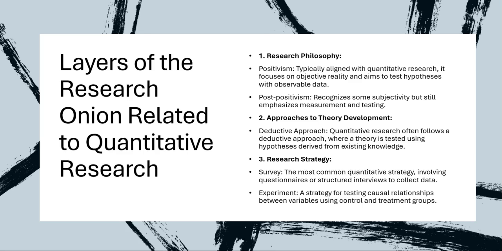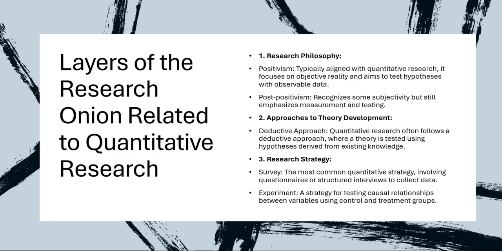The Research Onion, developed by Saunders et al. 2016, is a framework that illustrates different layers or stages of the research process. When conducting quantitative research, specific layers of the Research Onion become relevant. Let's go through these layers step by step.